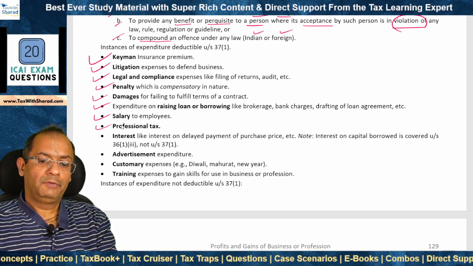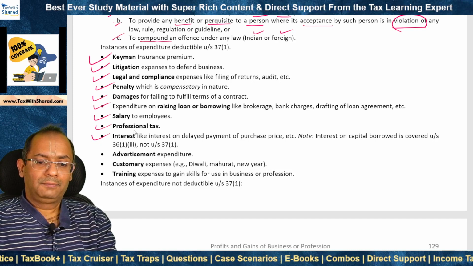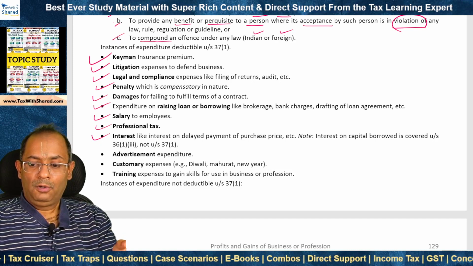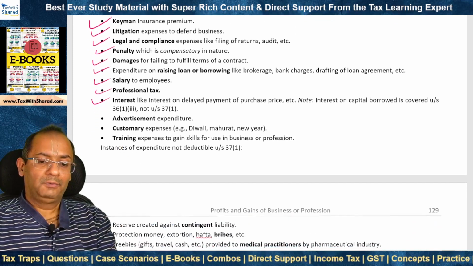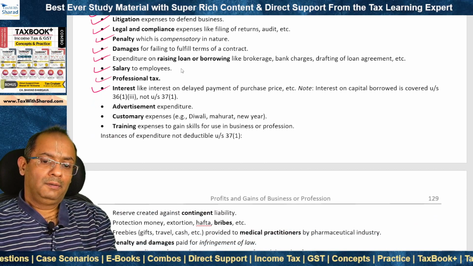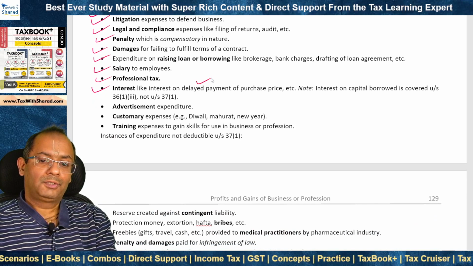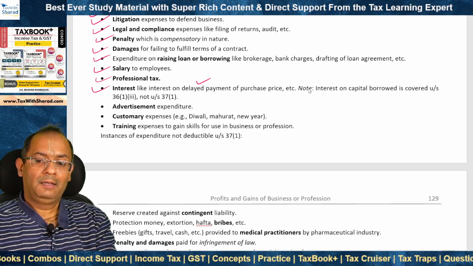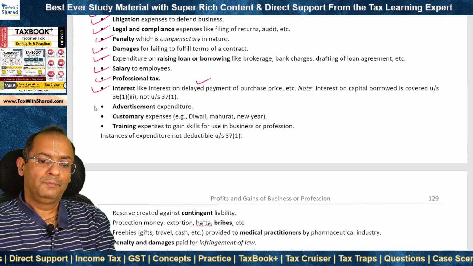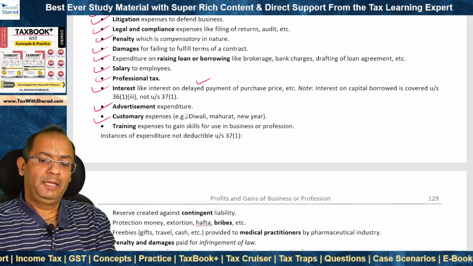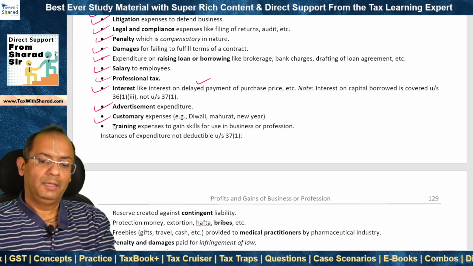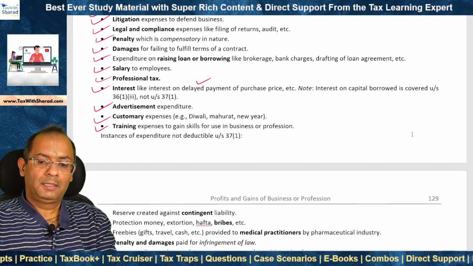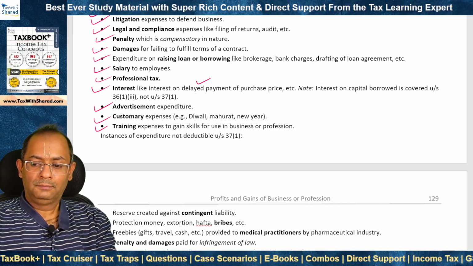Salary to employees, professional tax. Interest, not being interest on capital borrowed because that is covered under section 36(1)(iii). So interest like what? Interest on delayed payment of purchase price, etc., which is not in respect of capital borrowed. Advertisement expenditure, customary expenses, say on Diwali, Muhurat, New Year. Training expenses to gain skills for use in business or profession.